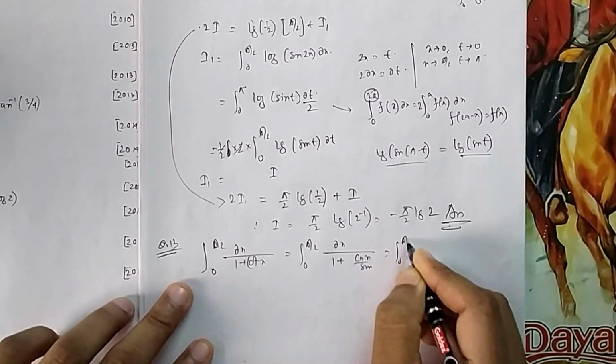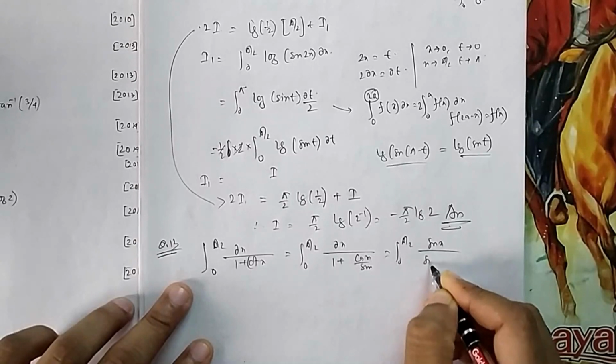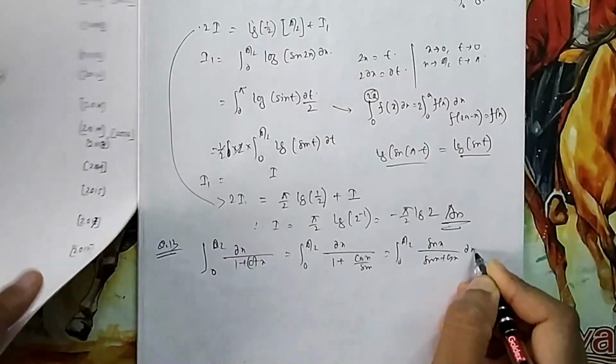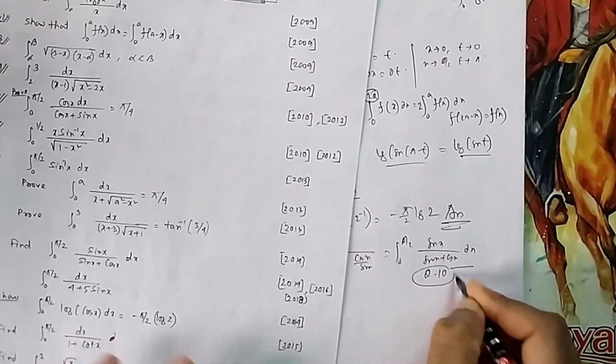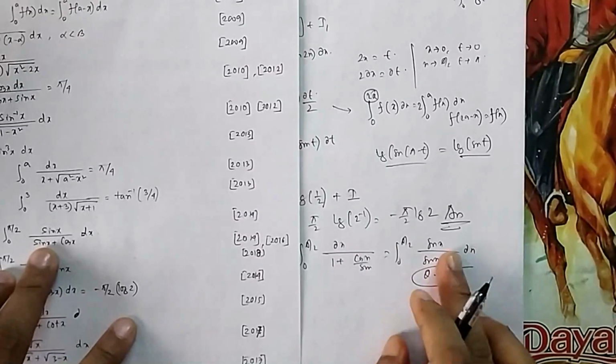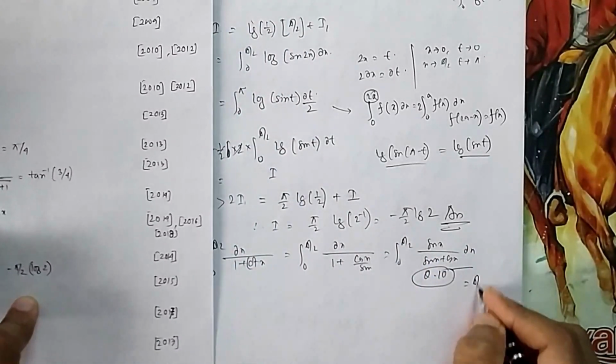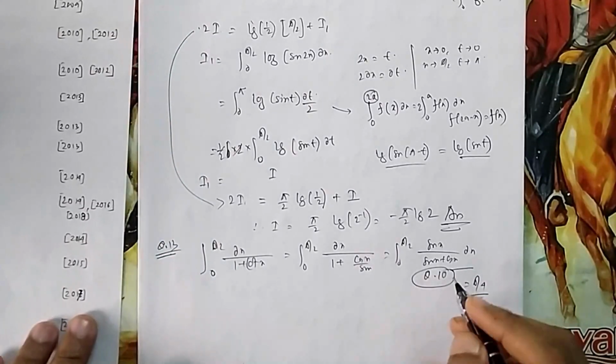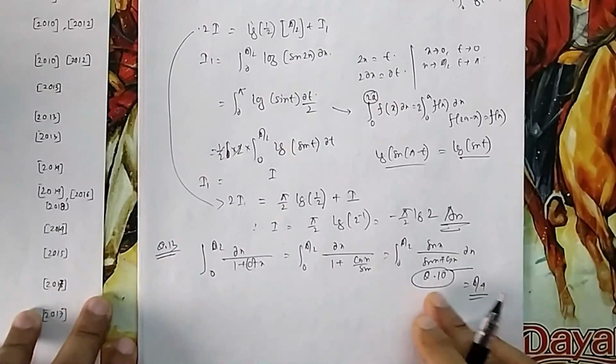So it will be integral from 0 to pi by 2 of sin x by (sin x plus cos x) dx. Now from here it is exactly question number 10, so I think you can solve it. You can see it is question number 10, so you can know the answer is pi by 4. I am not solving it. From here you do as you did for question number 10.